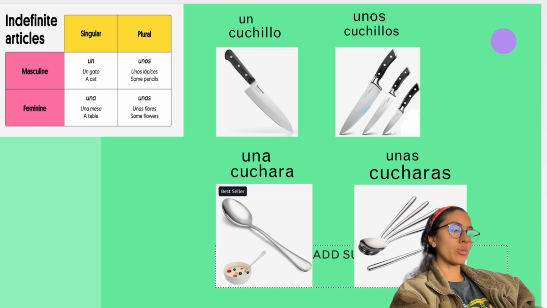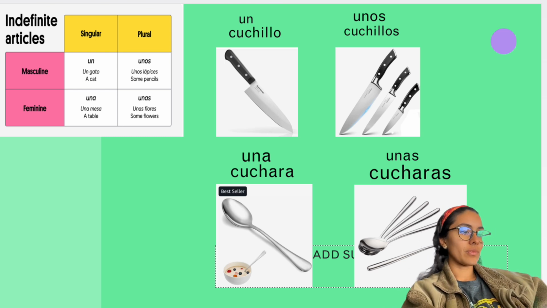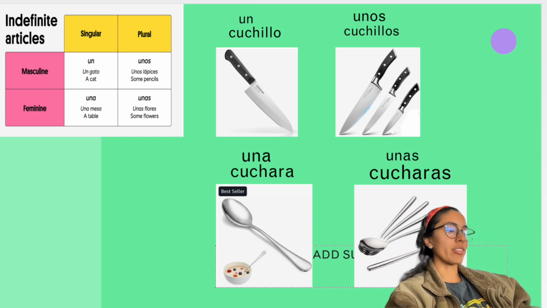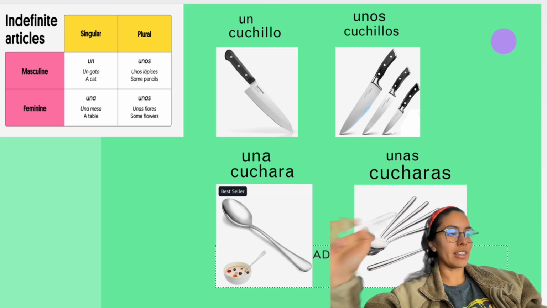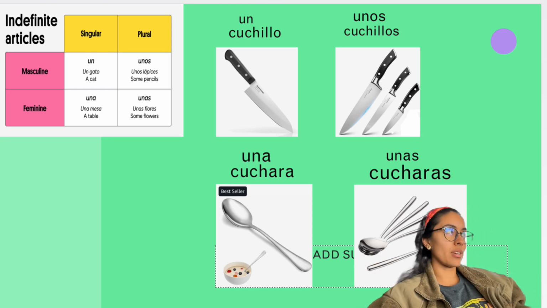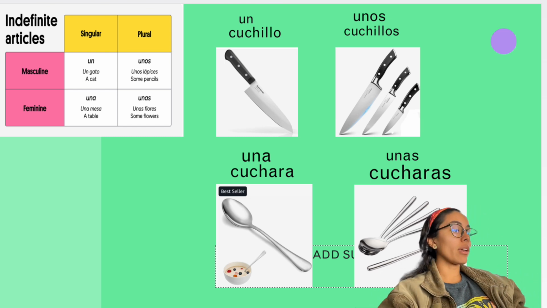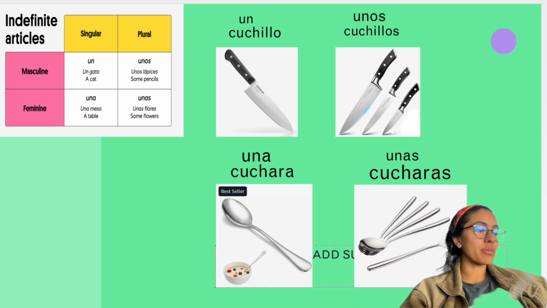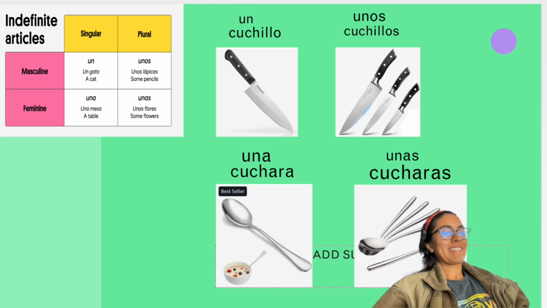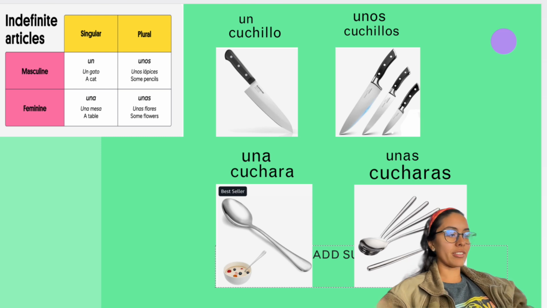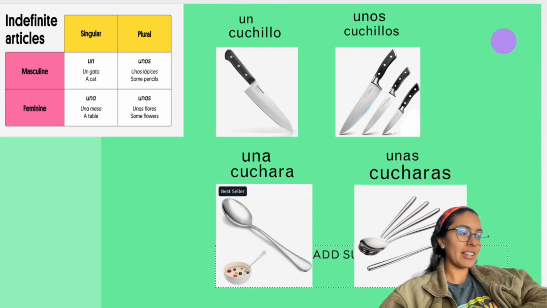And now unas cucharas. Unas cucharas. Unas. Okay, very good. Cuchara. Very good. Next we have Shannon, I think. Oh, we haven't gone through husband. Okay, husband. I'll try una cuchara and unas cucharas. Very good. Next one.